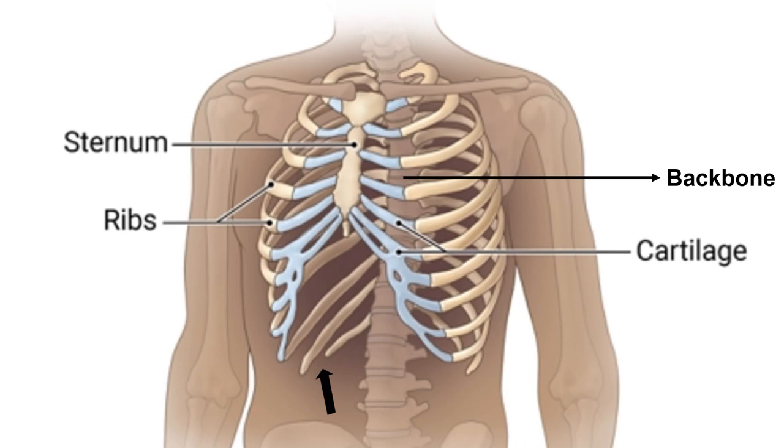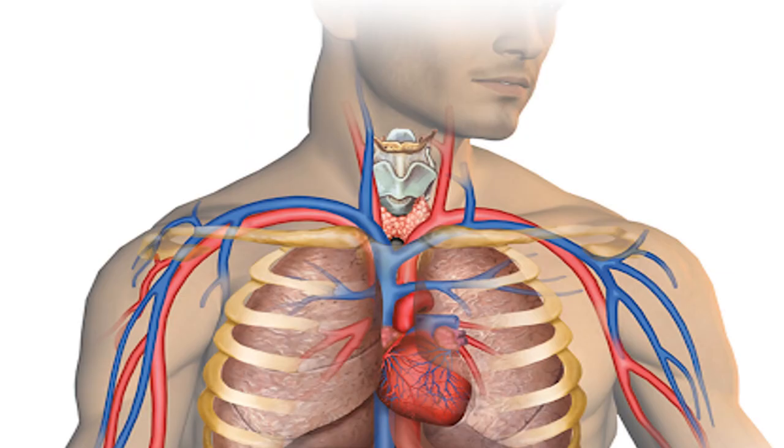The last 2 pairs of ribs are not attached to the sternum. These 2 pairs of ribs are called the floating ribs. The rib cage protects the delicate organs such as the heart and lungs.